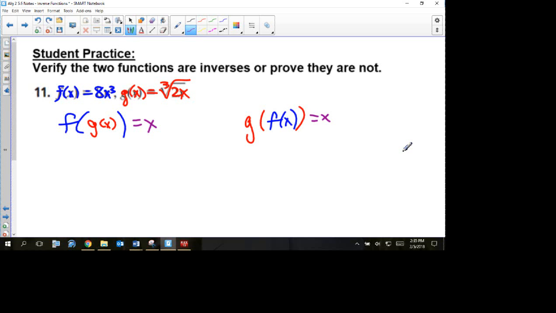Alright, so you're going to take your f function and wherever you see an x, put in g of x. So we're going to have f of cube root 2x equals, and then you got to do 8. And there's another x, so I do cube root 2x, and then there's a cube that's originally part of the x.